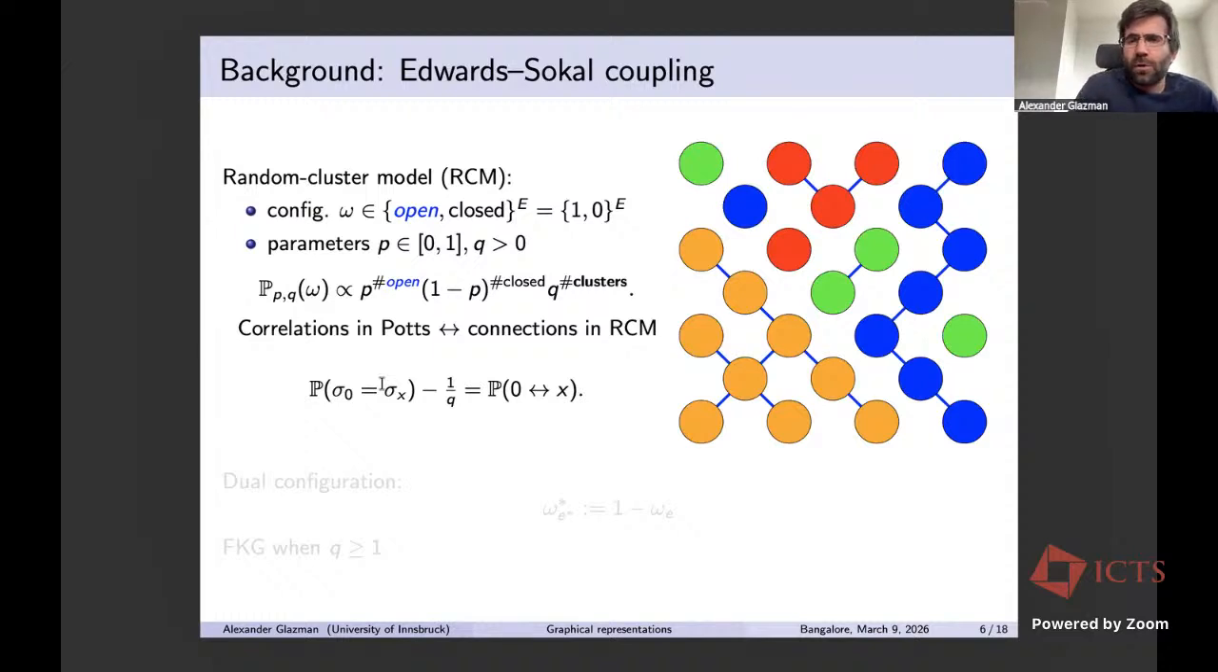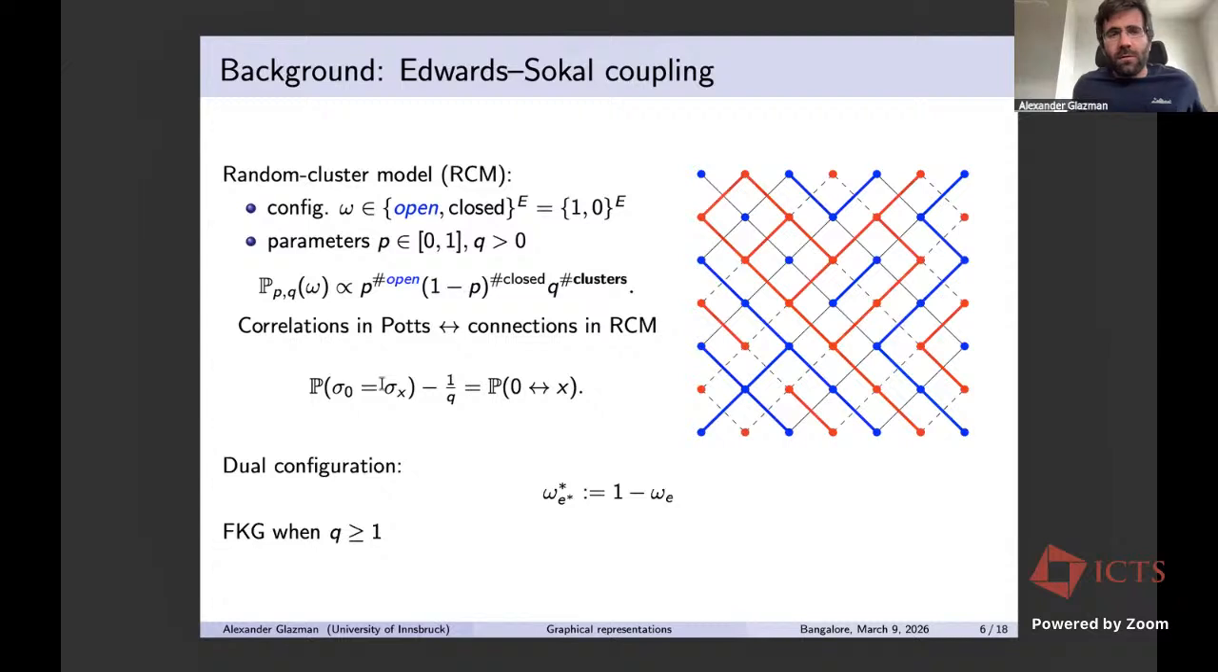And we would not need too much from the model, but we need duality. So we will look at the dual configuration. For every closed edge, we look at the one which is turned by 90 degrees, and we call this a dual edge. So these red edges form a dual configuration, and there's FKG for all q above 1, a positive correlation inequality.